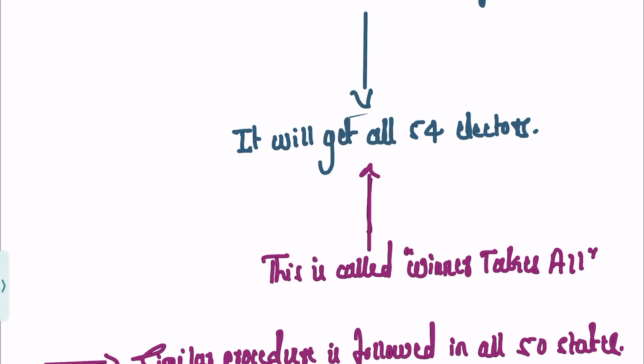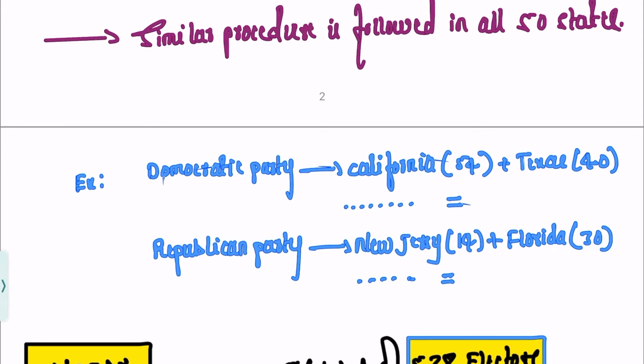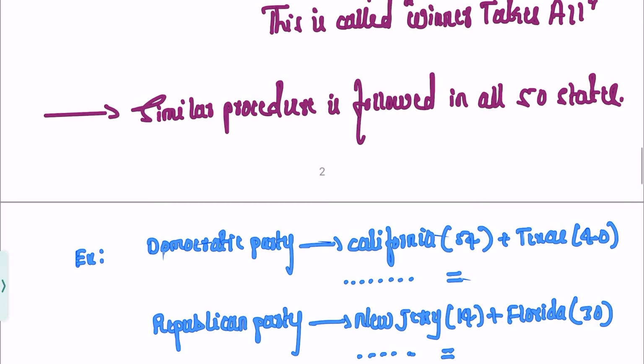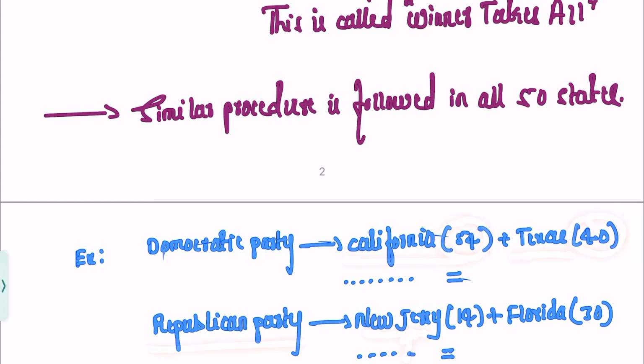Now this process is done in every state. Every state votes, and every state elects its electors. So let's say, for example, the Democratic Party got the electoral votes of California, which is 54. Texas, for example, 40. And the Republican Party won in New Jersey. If it won in New Jersey, then New Jersey has 14 electors. Florida, for example, if it won, then Florida has 30 electors.